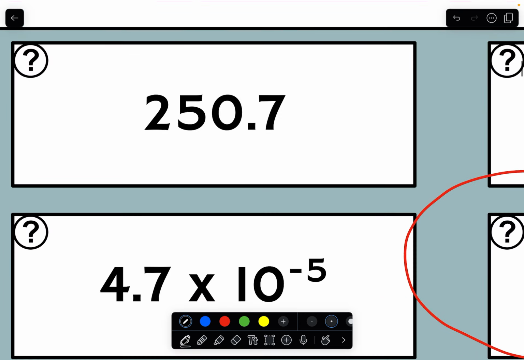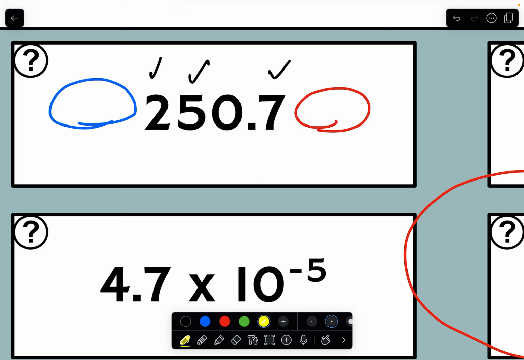So for the first one, 250.7, right? We have non-zero digits. Those are significant. We don't have any leading zeros. We don't have any trailing zeros, but we do have an in-between. That in-between is significant. So we have 4 total significant figures there.